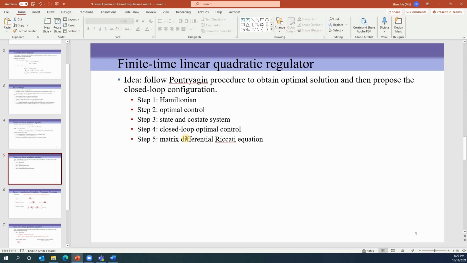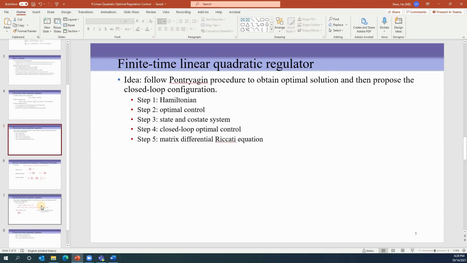We make it a general form, and x is a vector. You're going to see some derivations using matrices and vectors. And in the last step, we're going to generate a new result, and this result will help us to solve the optimal control problem. This is called a matrix differential recursive equation. All right, let's see how we do that.